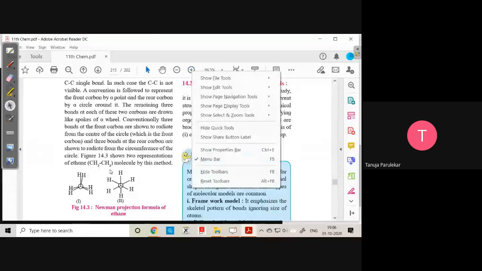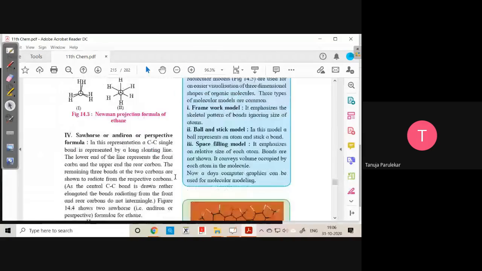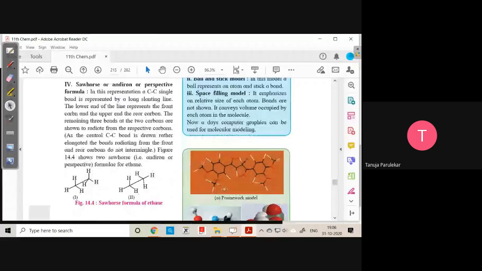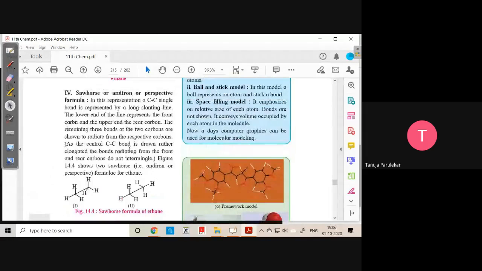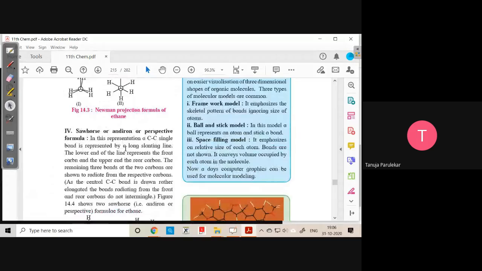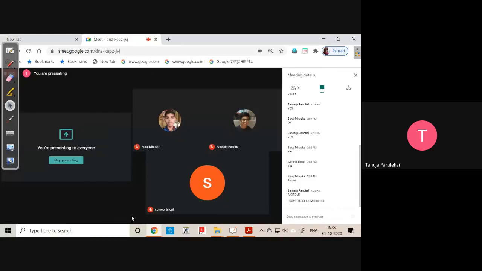We have seen the ball, the different models also, framework model, then you had ball and stick model also. Yeah, before that you also had a sawhorse projection formula. Acha, how is the Newman projection formula? Is it with respect to the paper? How do you put the Newman projection formula? With respect to the paper, ज्यावेळेला paper असेल त्याला Newman projection formula, is it Newman projection?